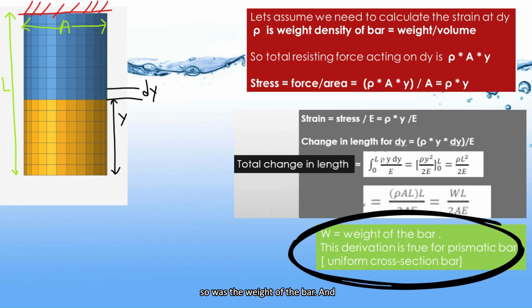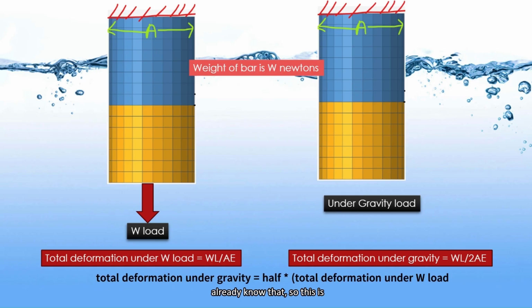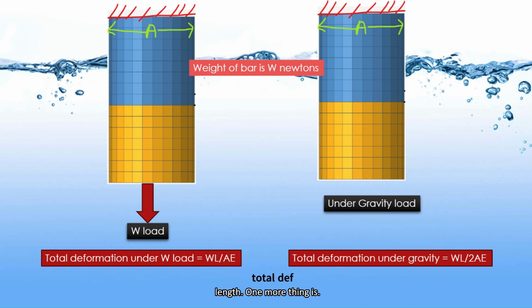So W is the weight of the bar, and this derivation is true for the prismatic bar, which means a uniform cross section bar. We know that if we apply the W load instead of this gravity load, then our total change in length will be WL divided by AE. We already know that. So this is half times that change in length.